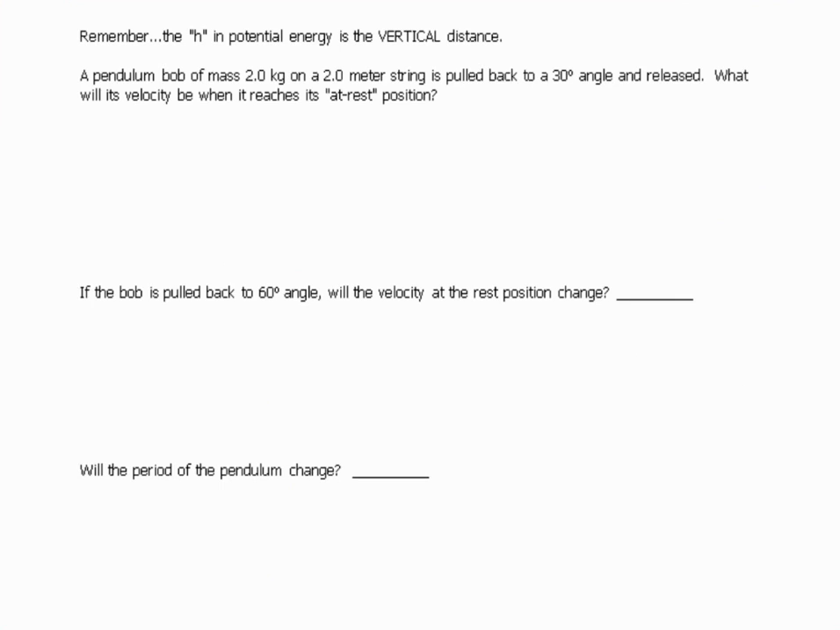And so we have to look at pendulums in a special way. A pendulum bob of mass 2 kilograms on a 2-meter string is pulled back to a 30-degree angle and released. What will its velocity be when it reaches its at-rest position? So first off, we're going to draw a picture. You should always be in the habit of drawing a picture.